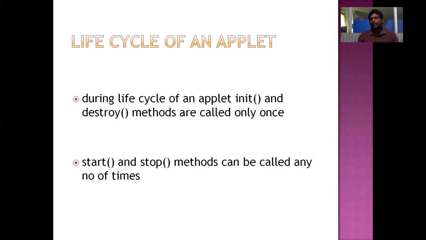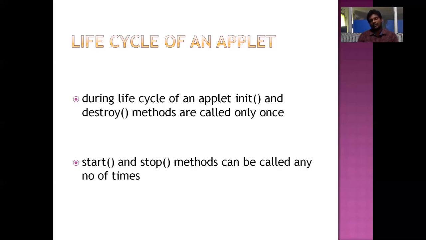So that means during the entire life cycle of an applet, we can create an output window and we can close that output window only once. After creating an output window and before closing it, we can minimize and maximize that window any number of times, and we can overlap that window and again activate that window any number of times. Creation of that output window means JVM is internally calling the init method, and closing of that output window means JVM is internally calling the destroy method.